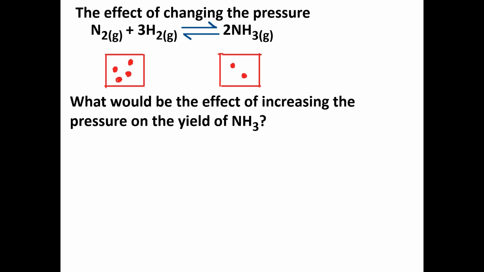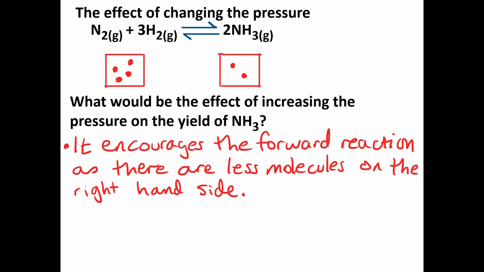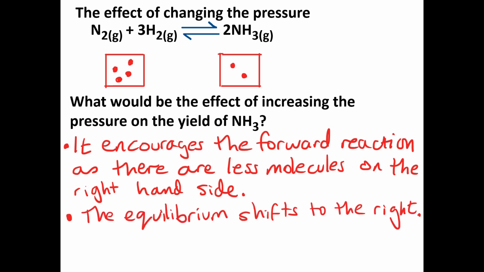So if we increase the pressure, it encourages the forward reaction as there are less molecules on the right hand side. So that will tend to reduce the pressure back again. If we're increasing and encouraging the forward reaction, then the equilibrium shifts to the right. And that means that more NH3 will be made.